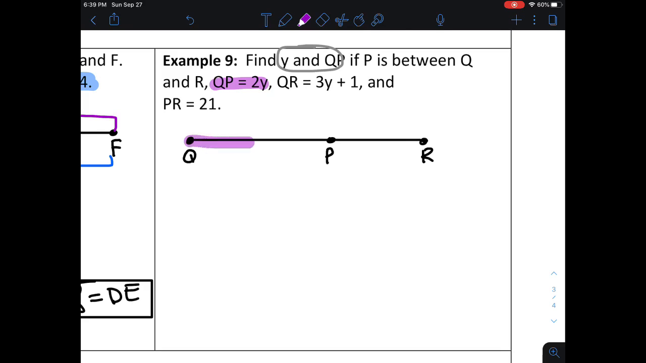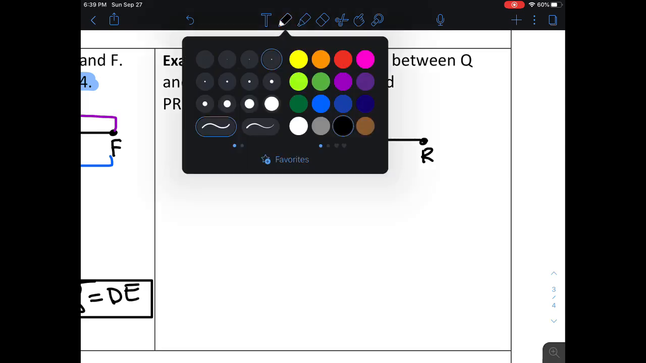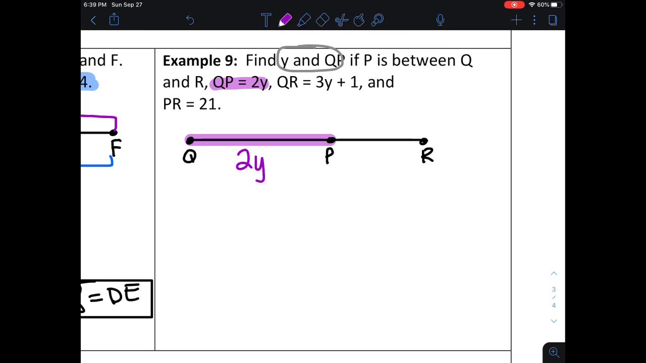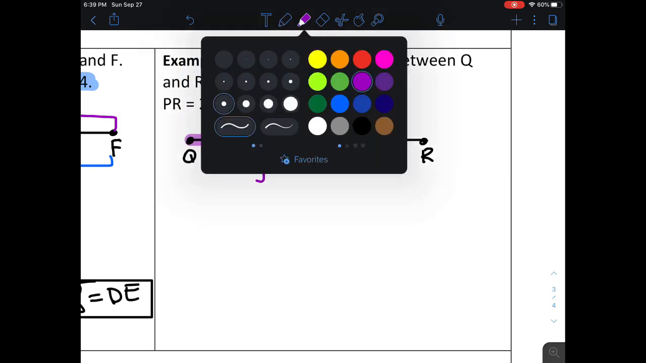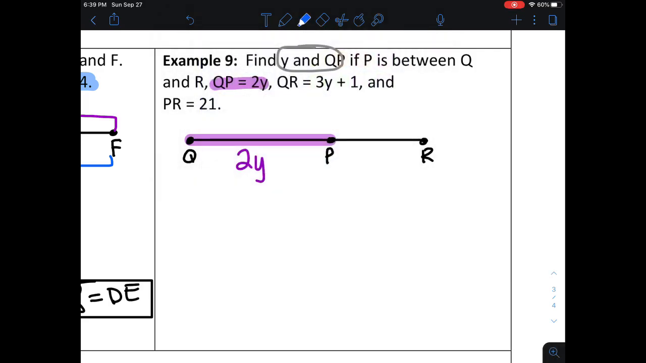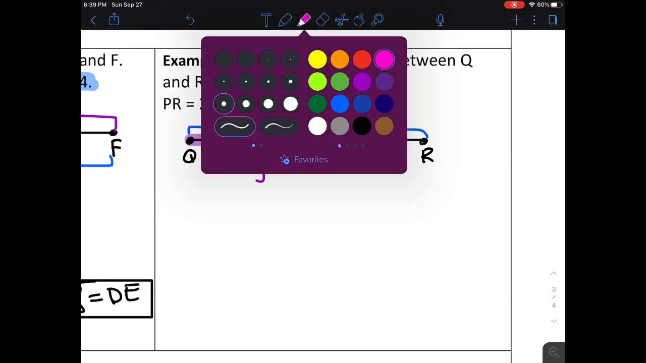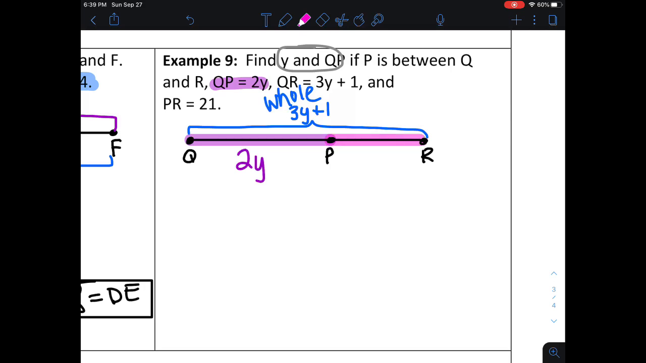Cool. QP is 2Y. Where's QP? QP is right there, and it is 2Y. So that's 2Y. Then it tells me that QR is 3Y plus 1. This is clearly the whole thing. That's important. All right, and then PR is right here, is 21. All right, cool beans.